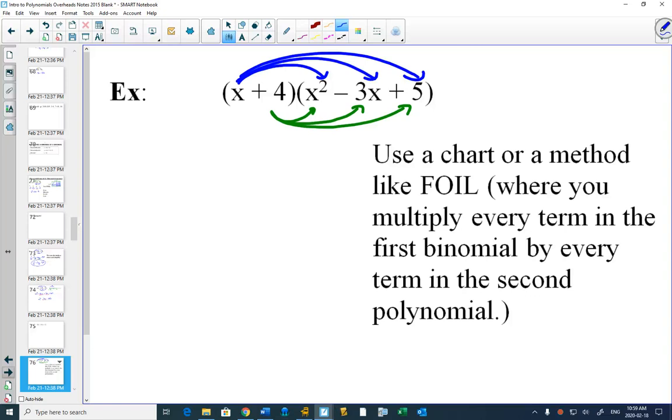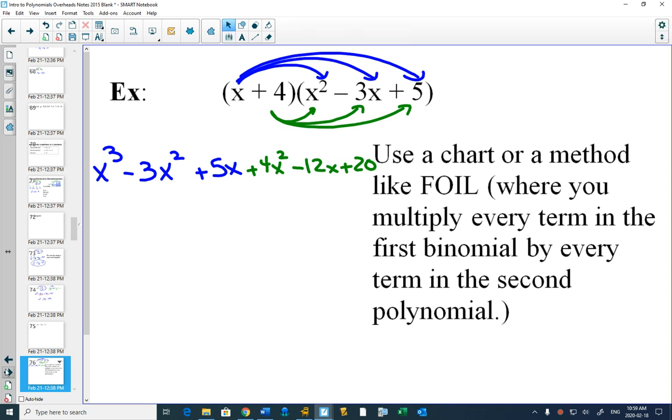So if I do all the blue ones first, I'm going to get x cubed minus 3x squared plus 5x. Then I'm going to do all the green arrows next. Plus 4x squared minus 12x plus 20. Do we have any like terms? The x squareds are alike. The x's are alike. The rest don't have like terms.